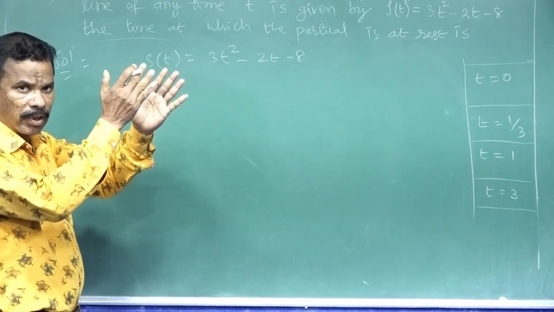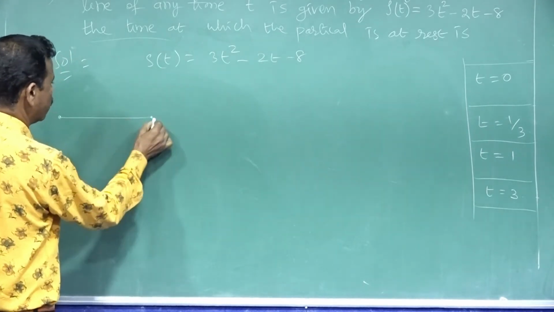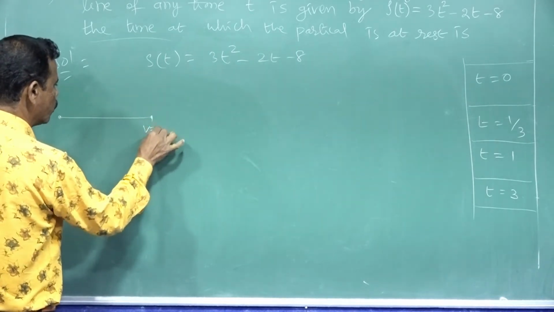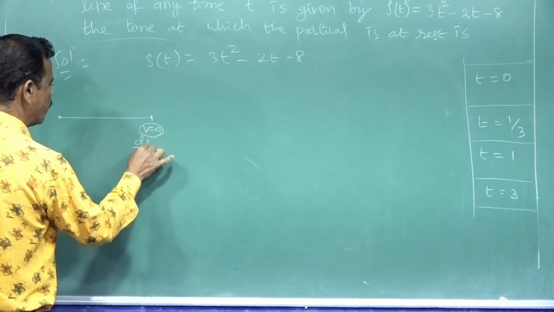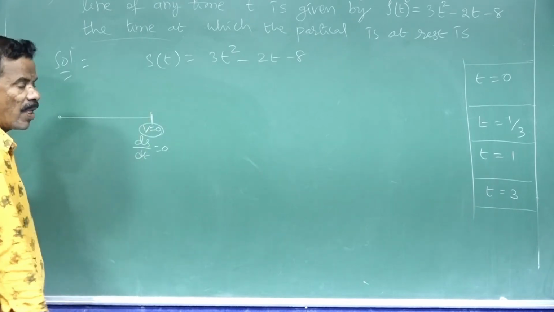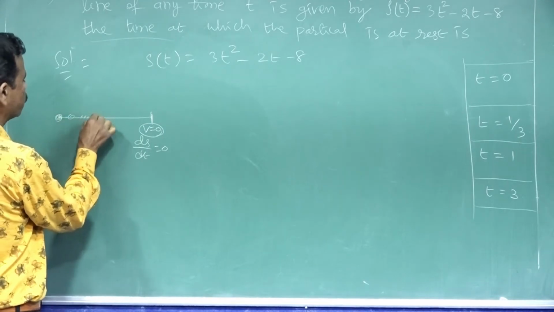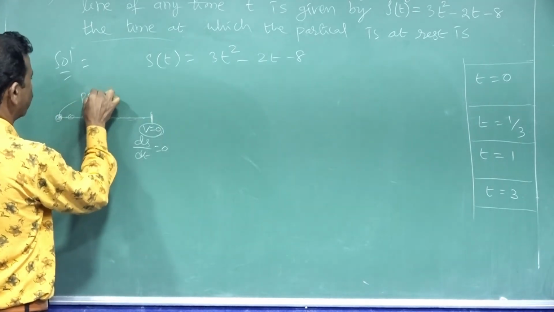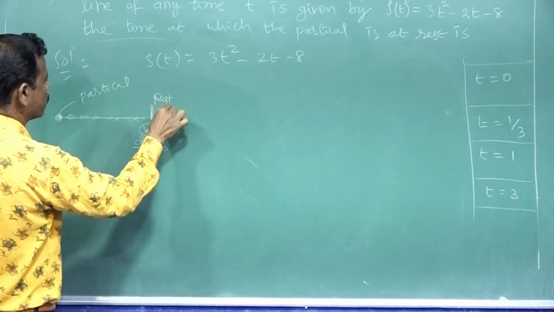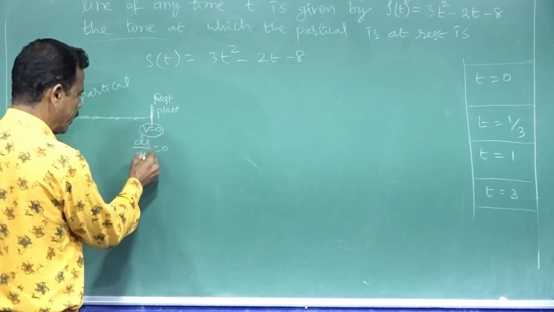Particle at rest means velocity is 0. The particle is moving like this in the horizontal line. Here it stopped. Here stopped means velocity is equal to 0. That means ds by dt is 0, then it is the rest position. No speed means it is stopping. This is the rest place. That's why ds by dt is 0. ds by dt is nothing but velocity.